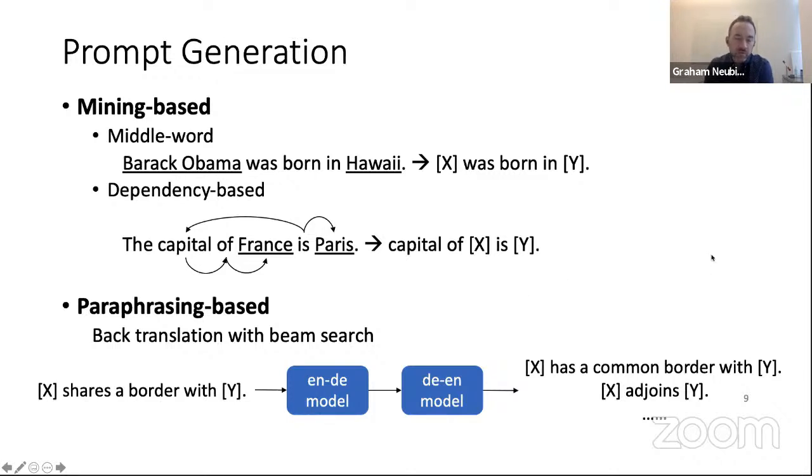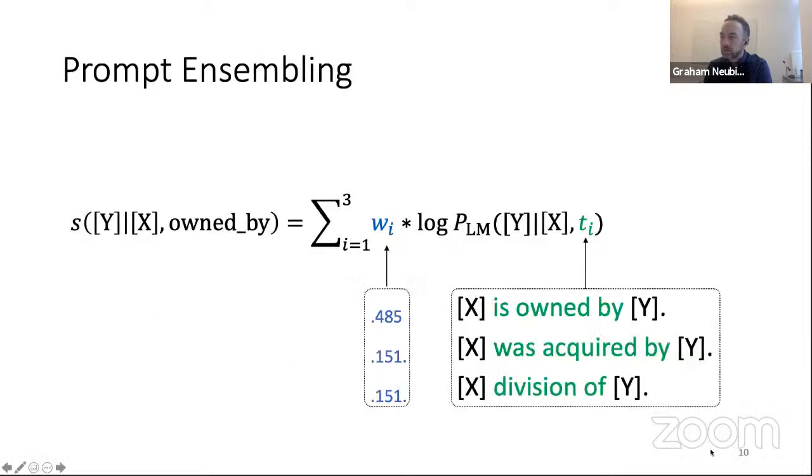Then another thing that we did was paraphrasing. So basically, we took already specified prompts and we ran them through an English to German translation model, and a German to English translation model, and generated paraphrases of the prompts like this. And so we can either start with the mining-based prompts, the prompts we found through mining, or manually created prompts, and then paraphrase them into other versions. So in doing this, we can get a whole bunch of alternative prompts to express a particular relation or a particular task we want to solve.